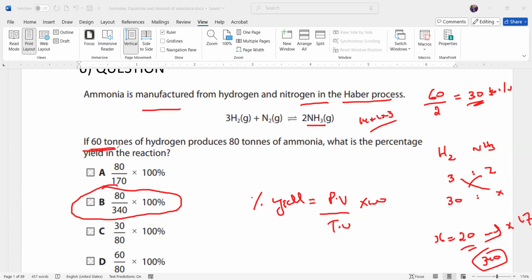Why can't I take the mass ratio directly? Because the mole ratio and the mass ratio are not the same. So if the mass is given, what I did, I first converted into moles. And then I took the mole ratio to get the moles of ammonia. And after getting the moles of ammonia, I multiplied by the molar mass to get the mass of ammonia. So practical value divided by theoretical into 100, we got the percentage yield of this ammonia. Is it clear, this question?